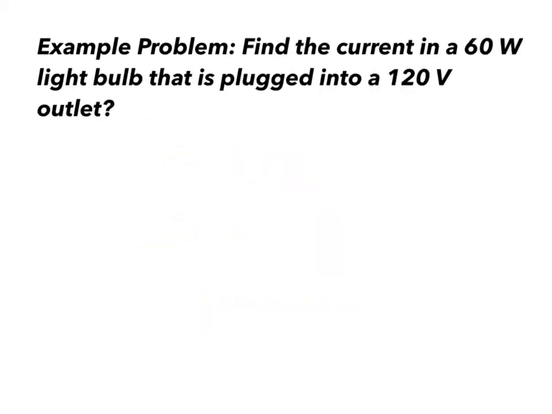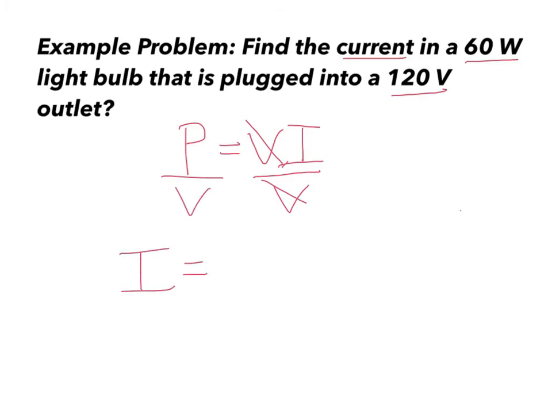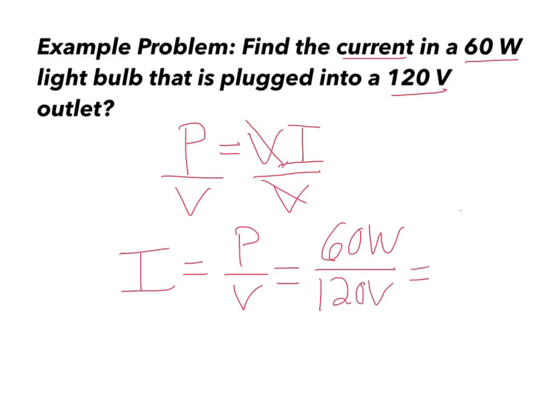Or we could try this one. Find the current in a 60-watt light bulb that is plugged into a 120 volt outlet. So once again, I need something that has current and voltage, and I can see I have wattage or power. So again, the formula is power equals potential difference times current. And in this case, I want to know the current, so I'm going to divide both sides by potential to get the current by itself. So I want current equals power divided by voltage, and the power is 60 watts, and the voltage is 120 volts. So I have 0.5 amps of current in this light bulb.